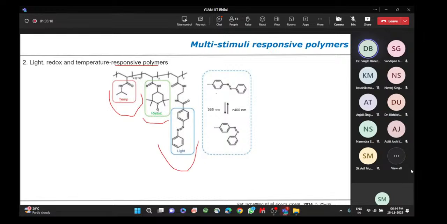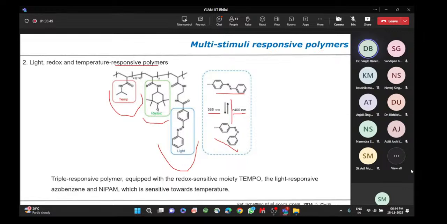So this is the trans form and this is the cis form. This molecule undergoes transition from trans to cis form when you shine 365 nanometer light, which is UVA light, and when you shine 400 nanometer light or above, it transits from the cis form to the trans form again. So based on this, the molecule can behave as a multi-stimuli responsive molecule, right? When we were using PDMA, we just needed 2 blocks, but in this case we need 3 blocks.